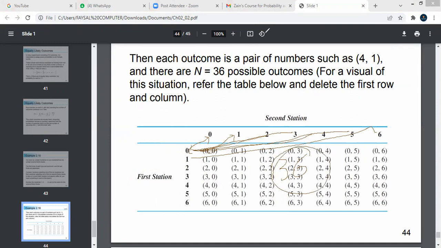Okay. So the first thing is that you have to make such a table, and after this you have to elaborate that the total number of outcomes equals how much? It equals 36. Okay.